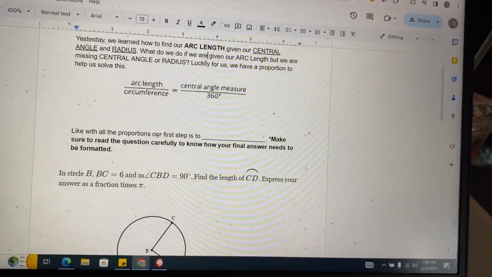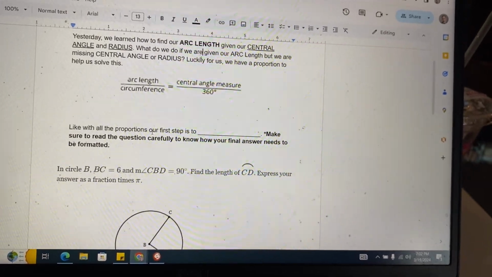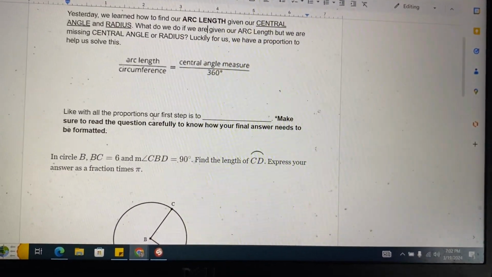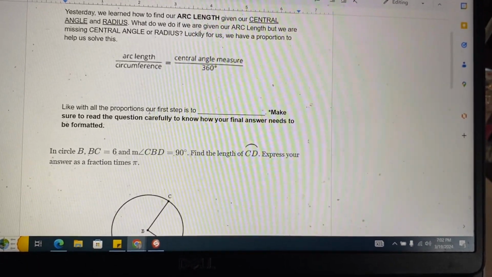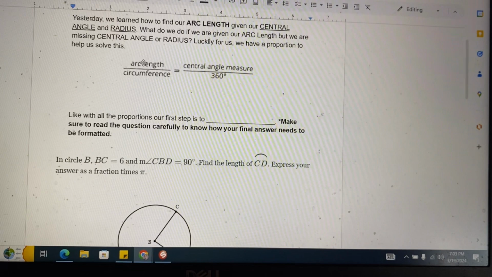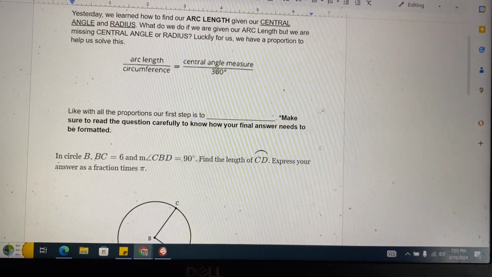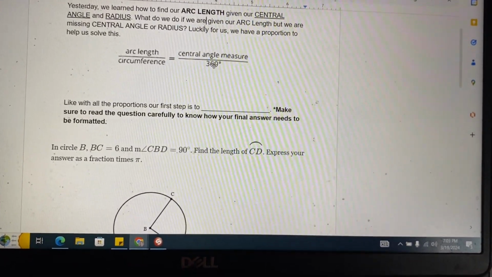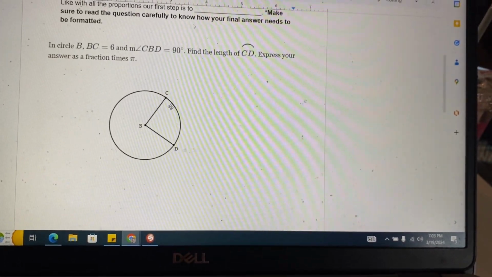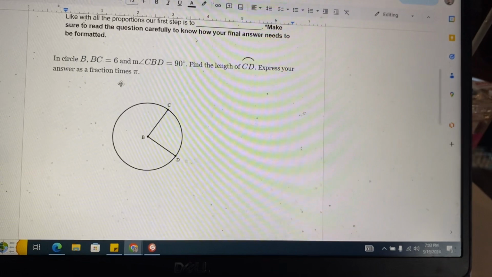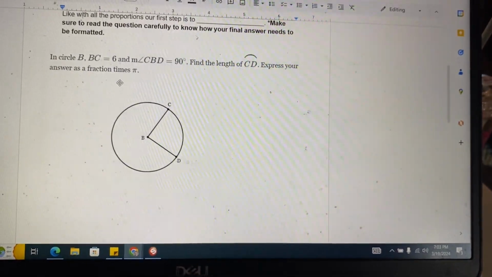Like with all the proportions we have, our first step is to set it up properly. You got to read the question pretty carefully, know how your final answer needs to be formatted. So you need to make sure you're putting arc length over circumference, central angle measure over 360. So it's got to be little over big, little over big. So this one is like what we had today.